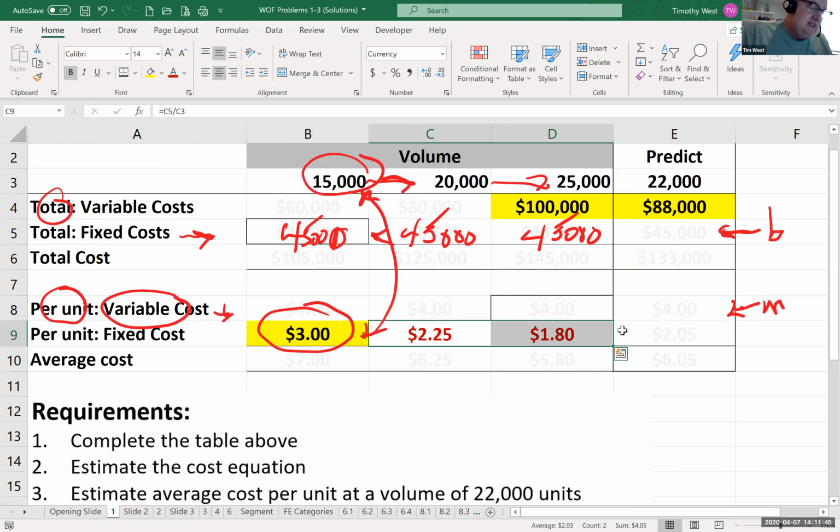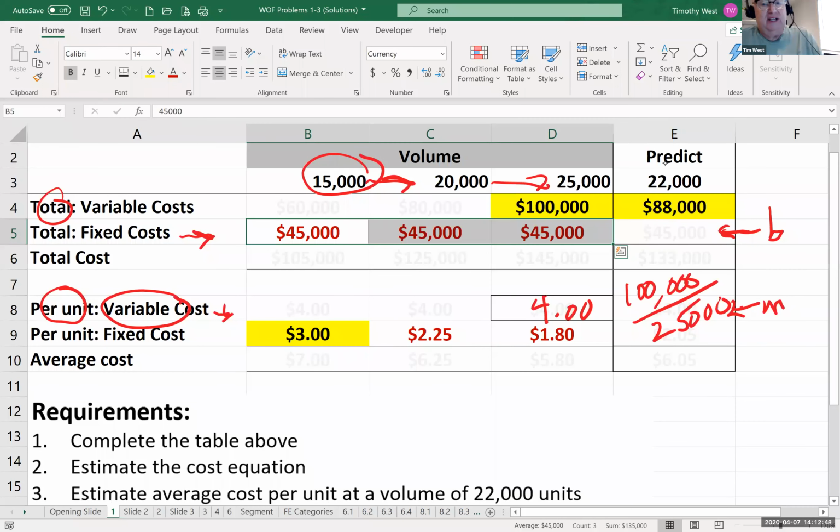So for starters, the per unit variable cost doesn't change with volume like the fixed cost does. You take the total variable cost, so I'm going to take this 100, and divide it by the volume, the 25,000, and that gives me this $4. And much like Grace told me for the total fixed cost, you're telling me that for the per unit variable cost, it's going to stay the same all the way across. Mm-hmm.